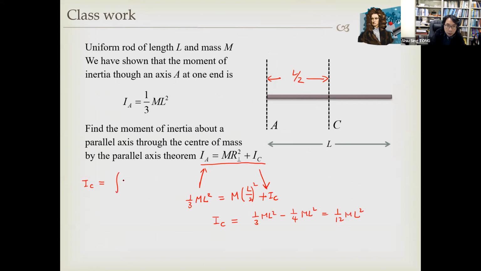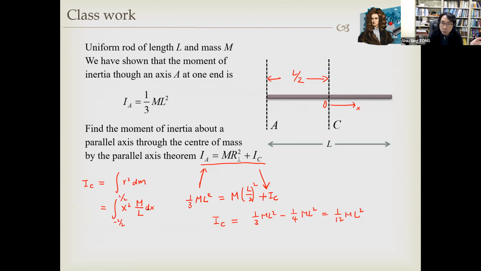Now again, I integrate R squared dm, right? And as we found, dm is M over L dx. The R is now, of course, x squared. But if I take the origin to be along axis C, this is x, right? Then the integration of x will go from what? Will go from here to here, right? Will go from minus L/2, which is the left end of the rod, to plus L/2, which is the right end of the rod.